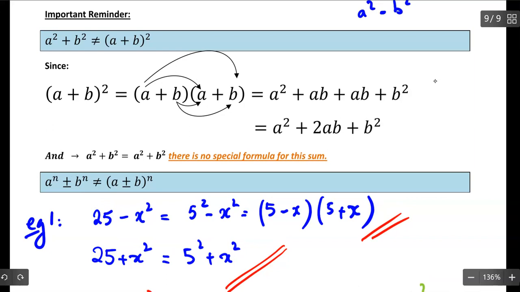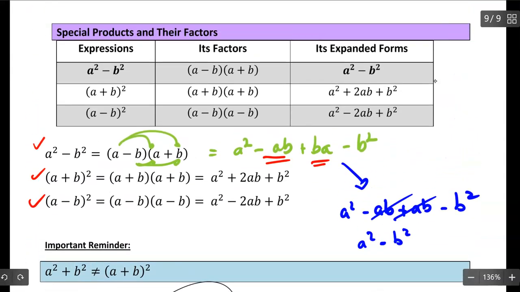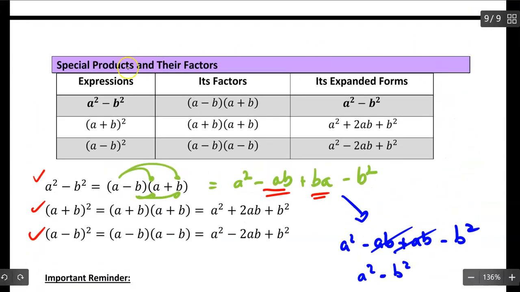That's why we are talking about this as a special product. The name for this is a special product. So the expression is this, its factors are these, and its expanded form is these. The expanded form of a squared minus b squared is the exact same thing, but its factors will have these formulas that we have to remember.